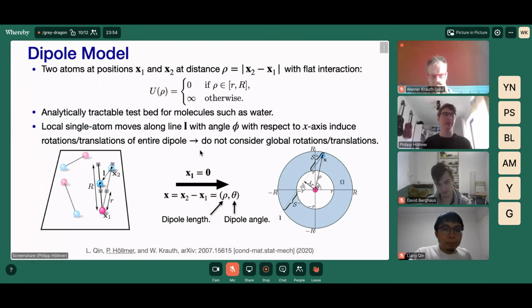And then I can describe this x in terms of polar coordinates. So I introduce the dipole length rho and the dipole angle theta. So then we mapped our dipole system onto an analogous ring system, so to say. So we have this pink atom now in the middle, and we have the blue atom out here. And this blue atom is only allowed to move in this ring here, which models our flexible dipole. And we are always interested in how fast we can change this theta angle.